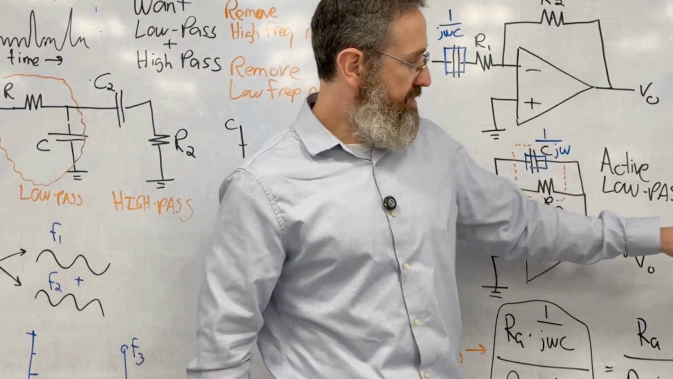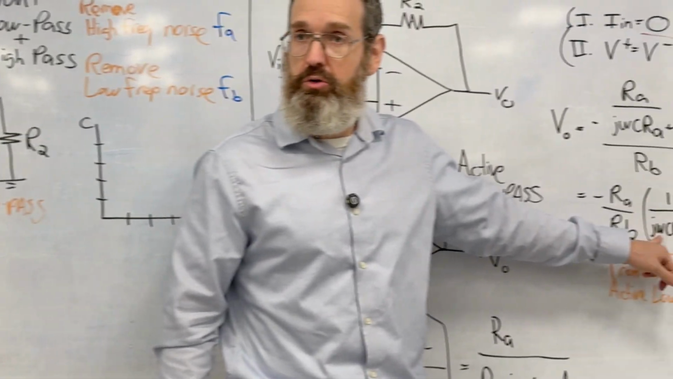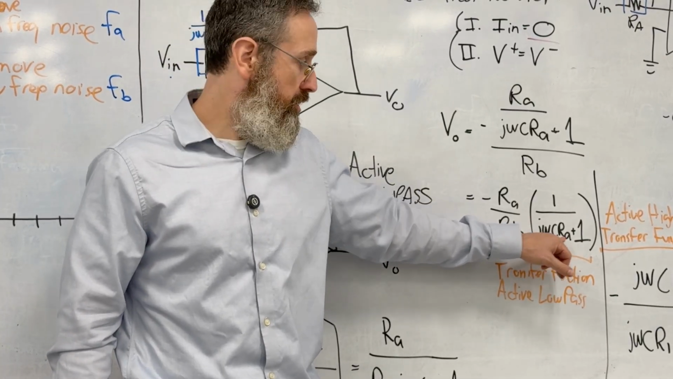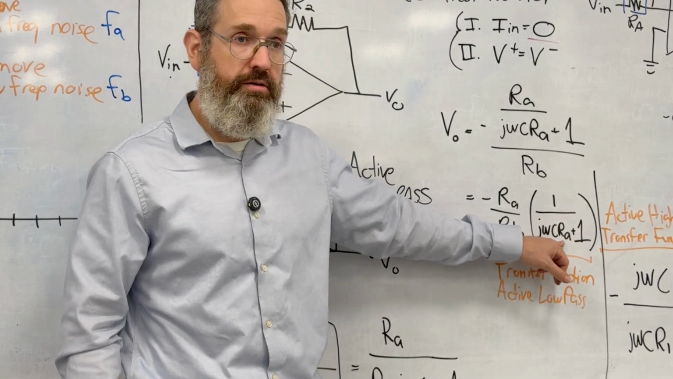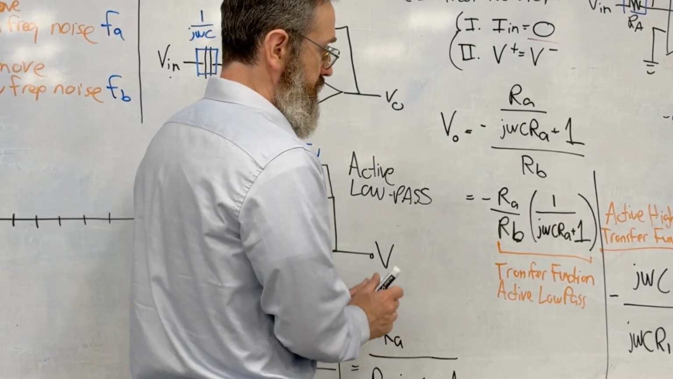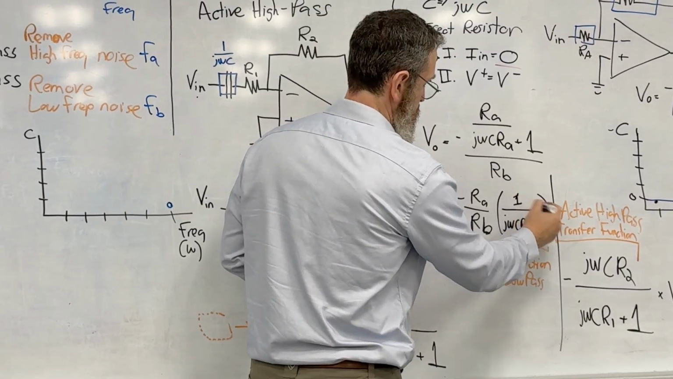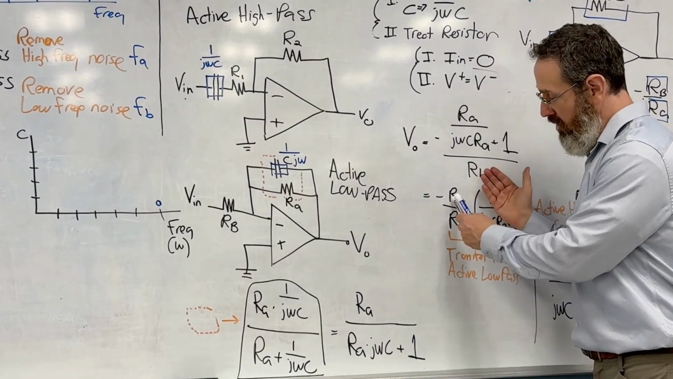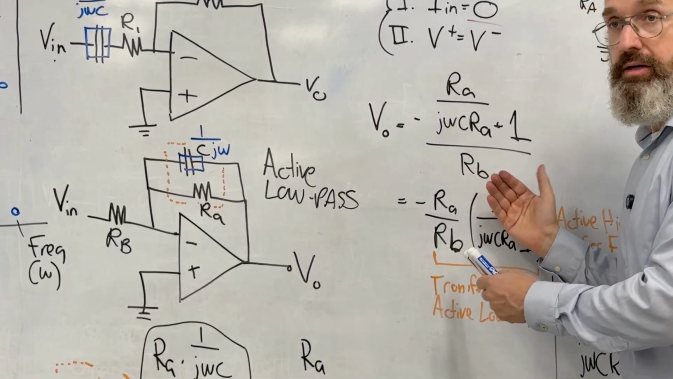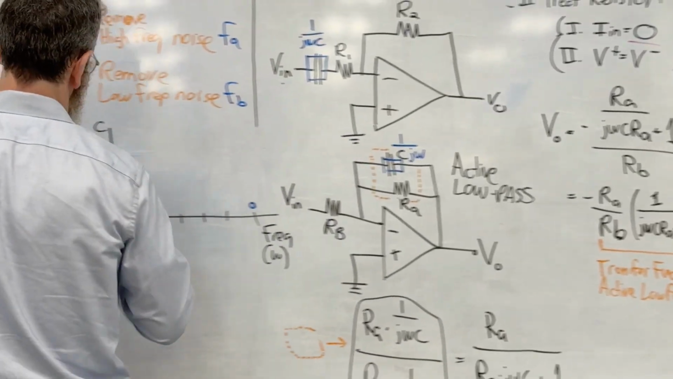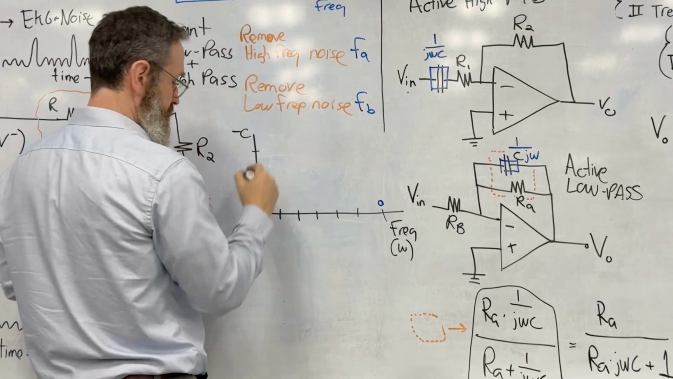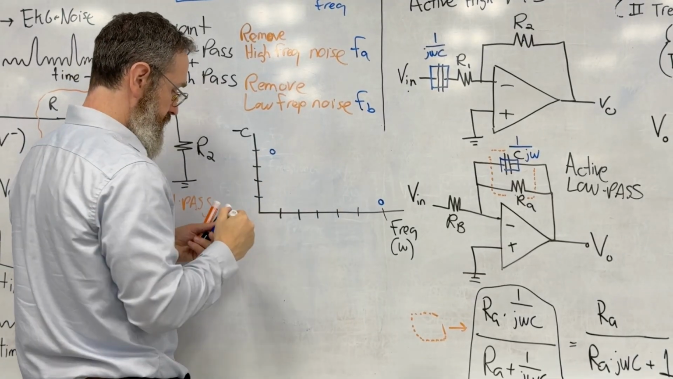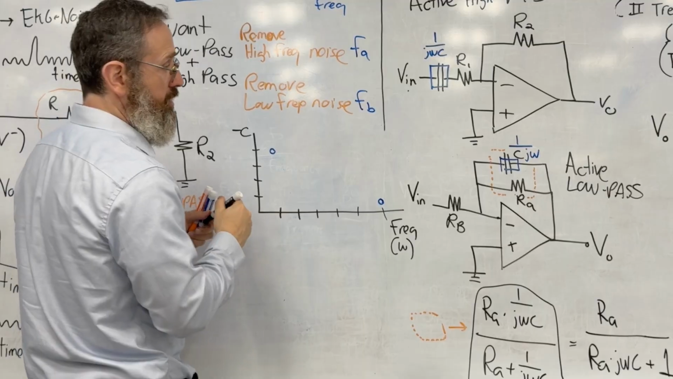For low frequencies, this term starts to approach 0. Right? We see that 0 here? So j, 0, 0, 0. Okay, 0 plus 1 is 1. And 1 divided by 1 is 1. And so we're just left with RA over RB. Right? And just for my convenience, I'm going to call this the negative C again. And I'm going to say that up here, we have at low frequencies a point, and that point is RA over RB.